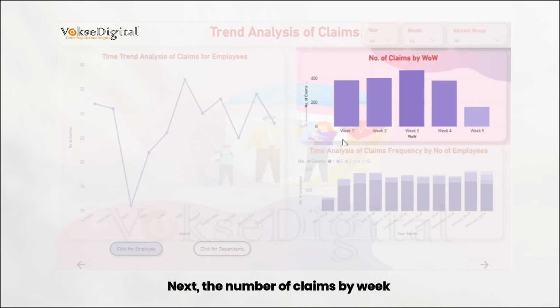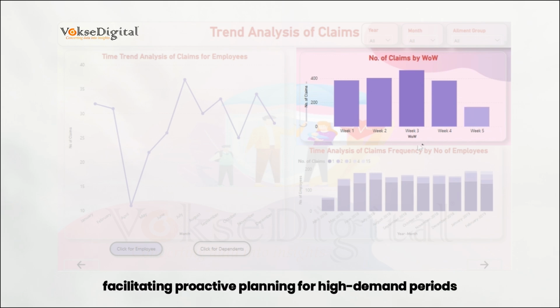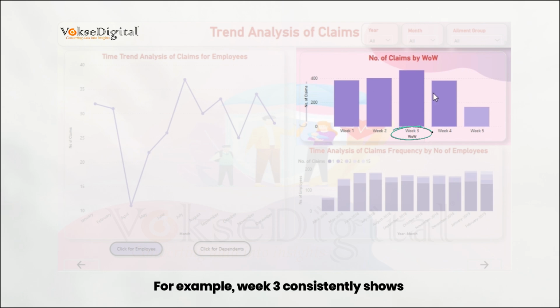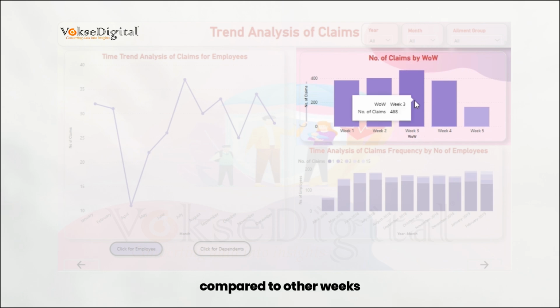Next, the number of claims by week of the month provides insights into weekly claim trends. This data enables businesses to identify weeks with heightened claim activity, facilitating proactive planning for high-demand periods. For example, Week 3 consistently shows a significant number of claims compared to other weeks.